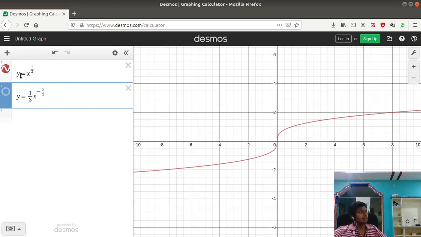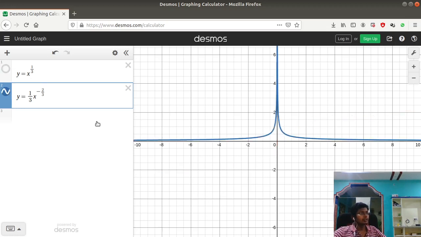This equation f of x, which is equal to x to the power of 1 by 3, if we plot that, we observe that it is continuous. So it seems there is no issue, but let's plot f prime of x. This is f prime of x. If you see at x equal to 0, it shoots up and blows up. Because of this, there is an issue with the uniqueness. There is a problem with continuity at x equal to 0, so there is a problem with the uniqueness.